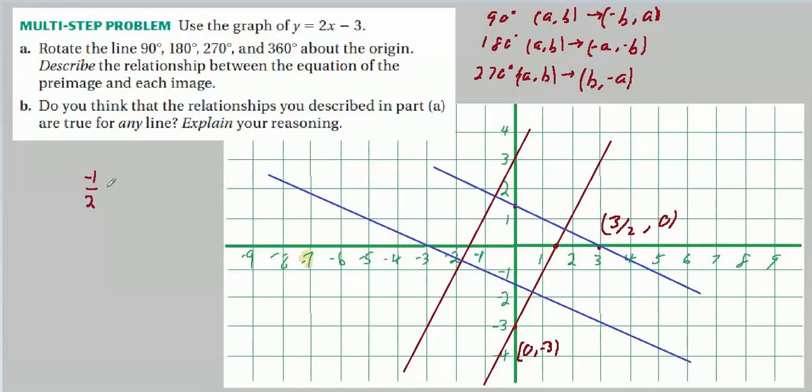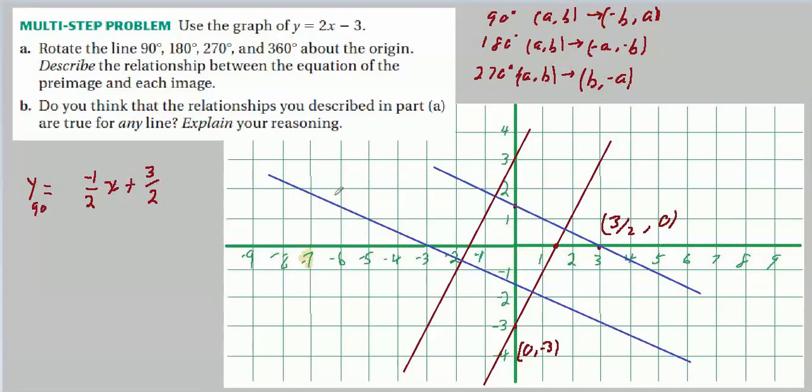So we get minus 1/2 x plus, well, what's the y-intercept? Right there. It's 3/2. We can just read this one right off the graph. So that's our new equation for the line. Let's call this y sub 90. That's the equation for our line that's been rotated 90 degrees.